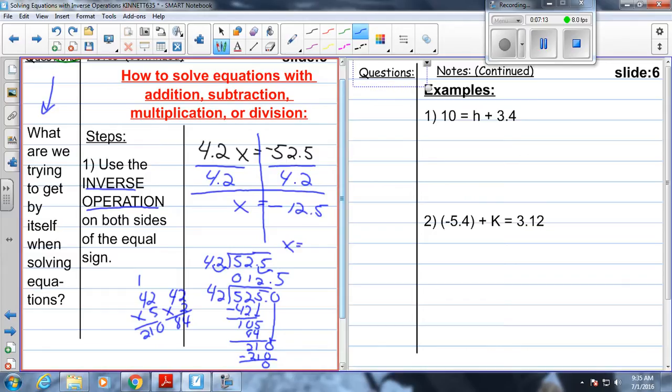And notice I'm always trying to pull my answer off to the side. It says I'm double checking it's correct. And we're about to use some examples here. So, in example 1, we have 10 equals h plus 3.4.